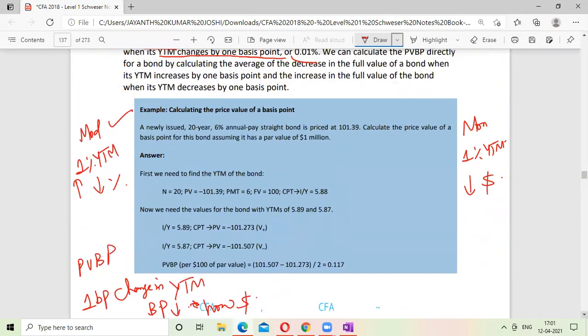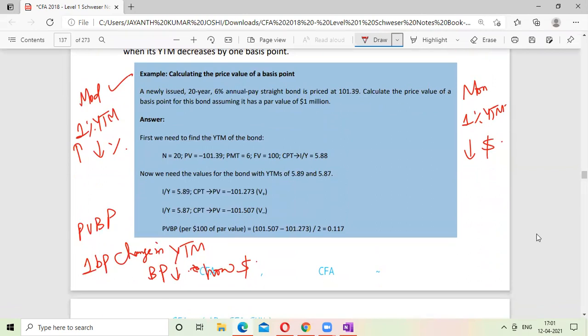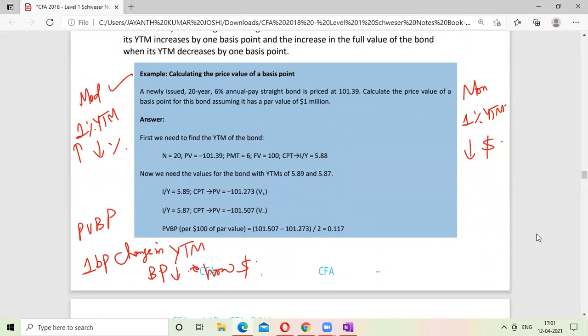Please look at this question. A newly issued 20-year 6% annual pay straight bond is priced at this. The maturity is 20 years, the coupon is 6%. Calculate the price value of a basis point for this bond, assuming it has a par value of 1 million. That means if the yield of this bond increases or decreases even by 1 basis point, what will your bond's value become?